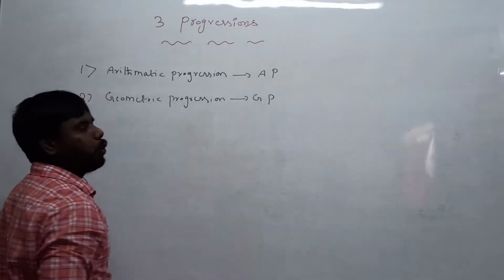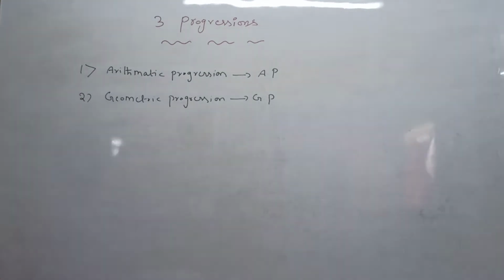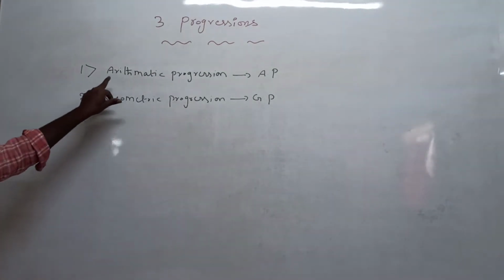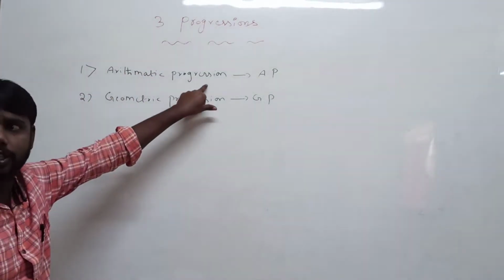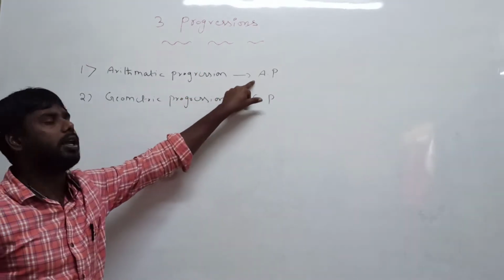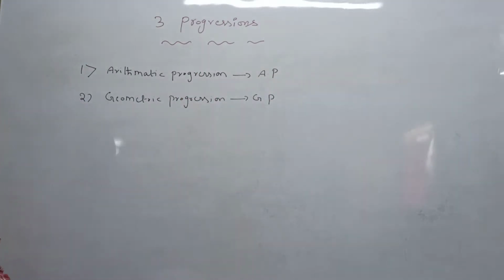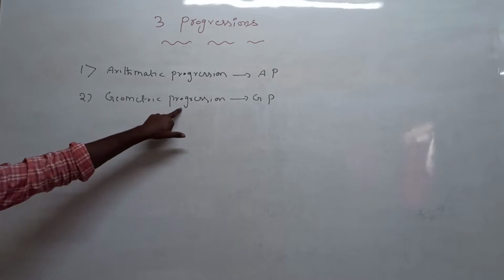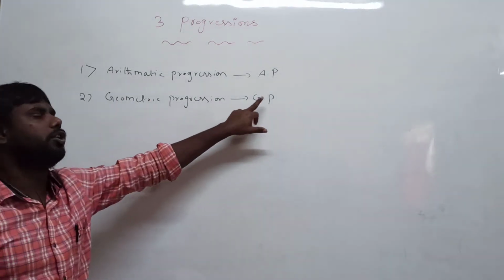There are two types of progressions. The first one is arithmetic progression, with the short name A.P. The second one is geometric progression, with the short name G.P.